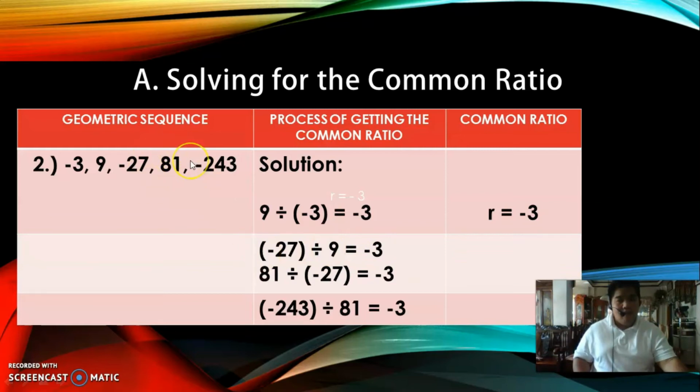Or 81, the fourth number divided by the third number. So 81 divided by negative 27, that is negative 3 again. Or the fifth term divided by the fourth term: negative 243 divided by 81 is also negative 3. Therefore, your common ratio is negative 3.